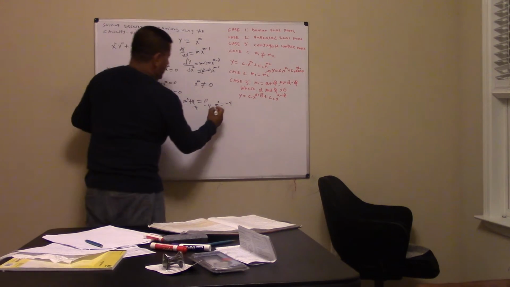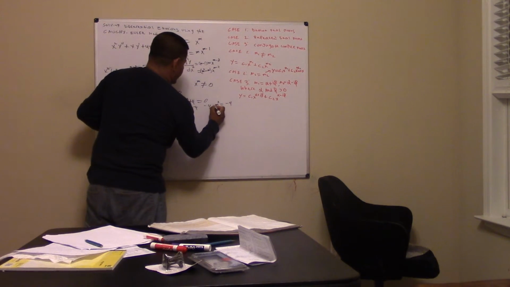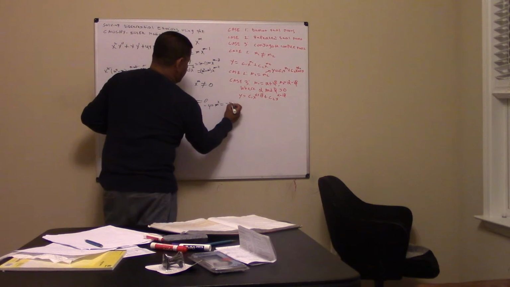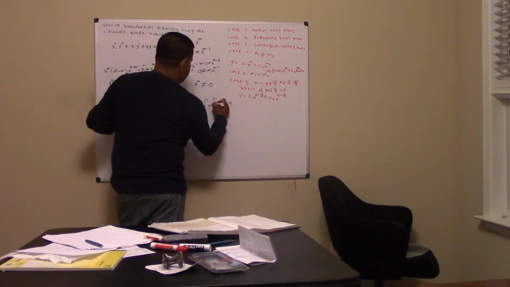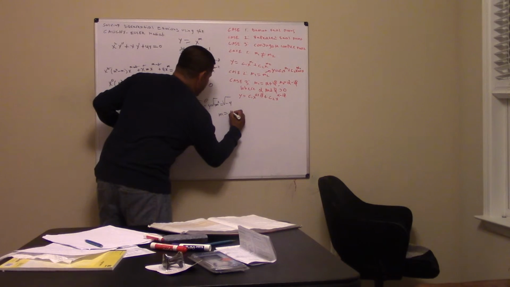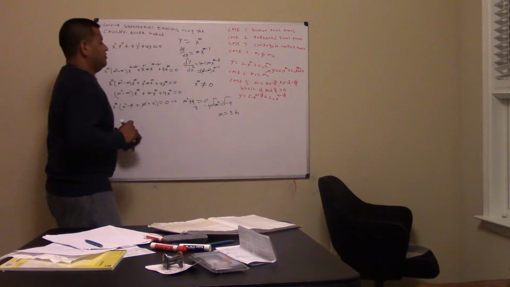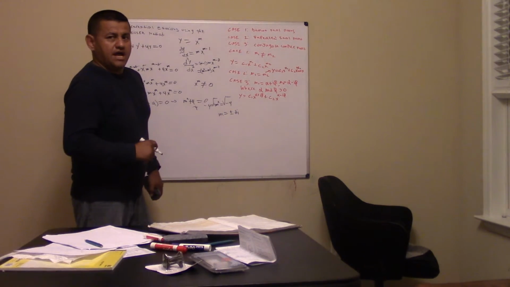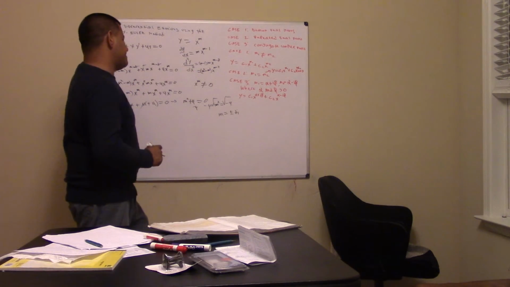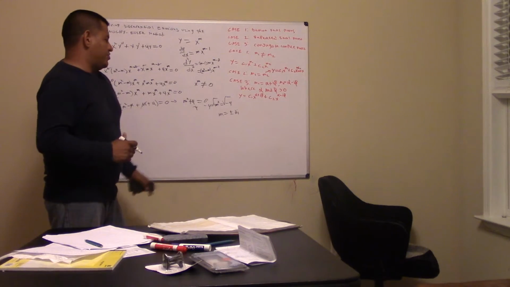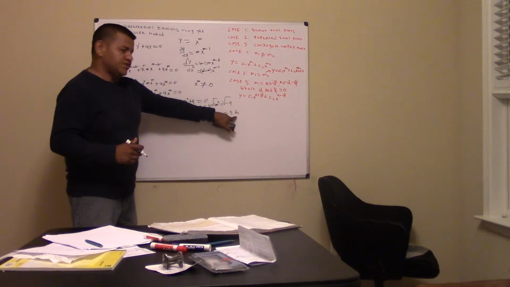If I take the square root on both sides, what do I get? I get m is equal to plus or minus 2i, because when I take the square root of a negative number, I get a complex number, which is an imaginary number. That's why I get a 2i.